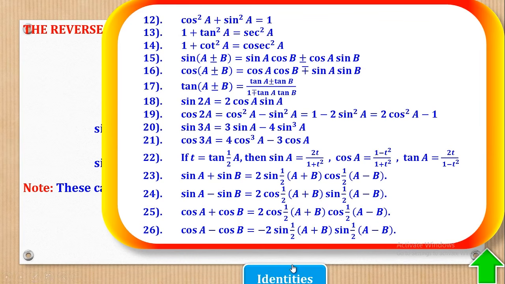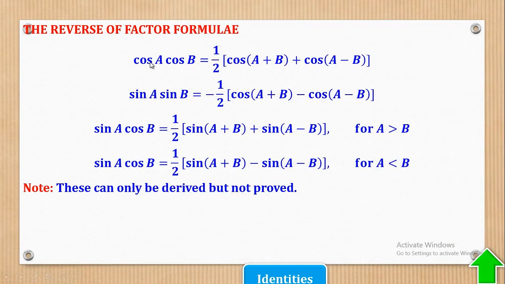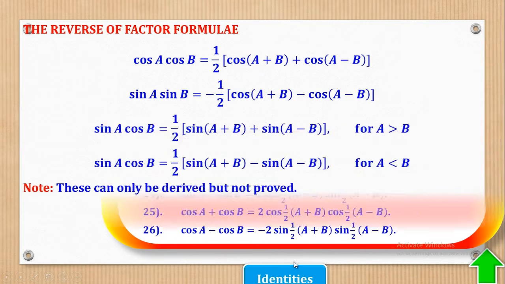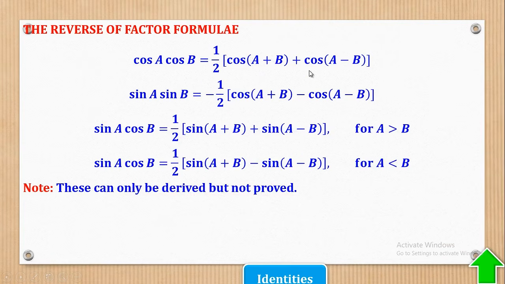But there is some relationship. For example, the first one is cos A cos B is equal to a half, in brackets, cos (A plus B) plus cos (A minus B). So when it is cos cos, here it has to be cos plus cos. One will be the sum and the other one will be the difference. Now the difference between this and factor formula is that in factor formula, the angle was sum divided by 2, difference divided by 2. But for the reverse, it is only sum and difference.